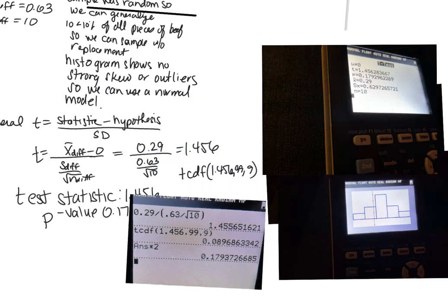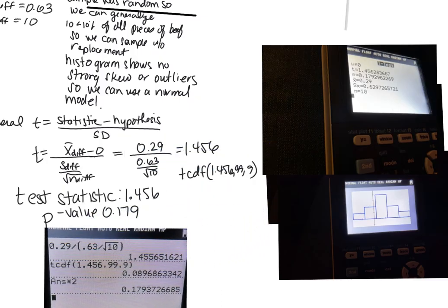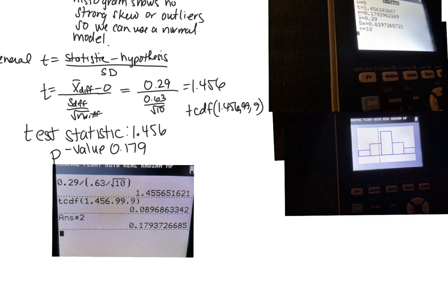And here's what it looks like plugged into the calculator using TCDF. Notice I get the same thing that I got when I did it up here, right? My T and my P out of the calculator. There's my T, and I have to multiply the TCDF by 2 because of a not equal to hypothesis. So the nice thing, calculator does that part for you.